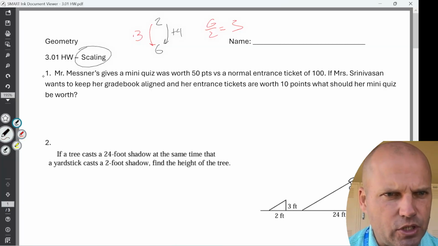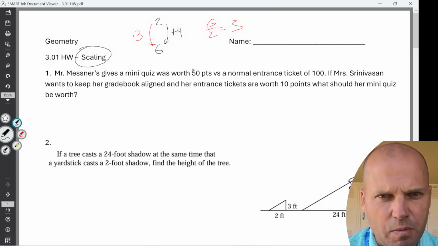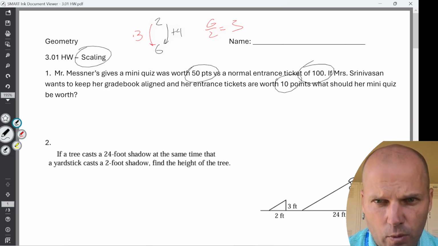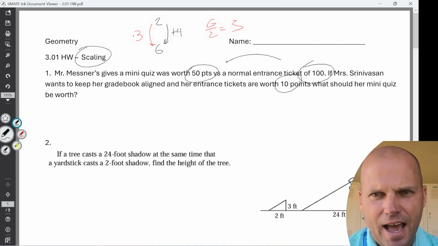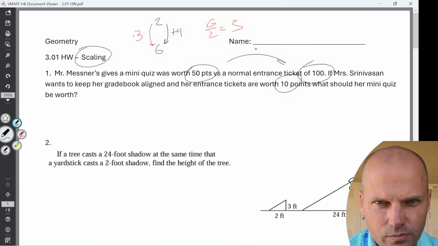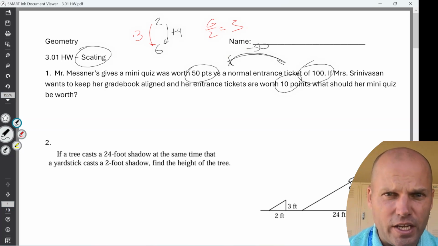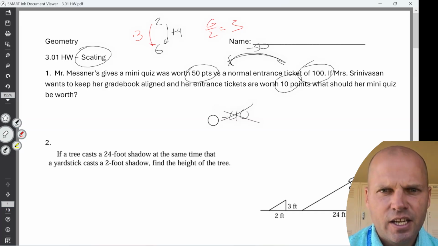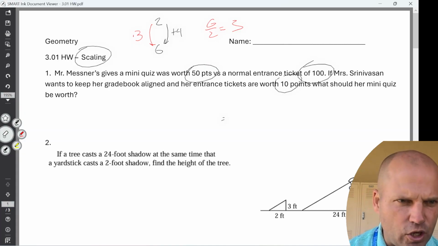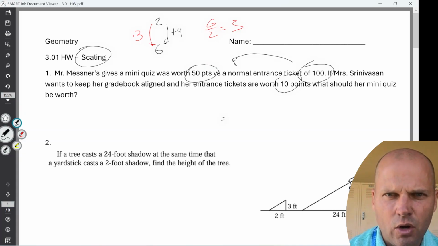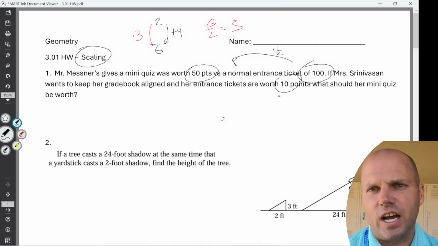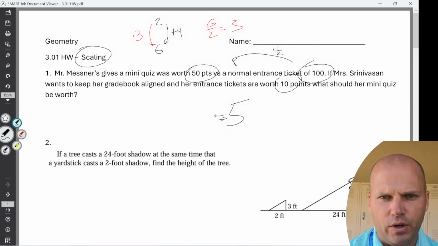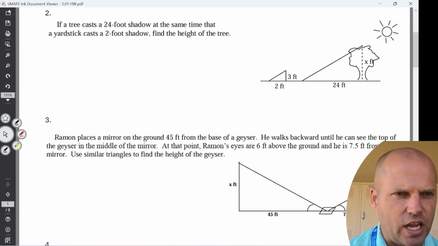The easiest example we talked about in class is, if I give a mini quiz worth 50 versus a normal entrance ticket of 100, and Miss Srinivasan has more normal entrance tickets of 10 points, it's not that we're going to subtract 50 points from hers and say her quizzes should be worth negative 40. That doesn't make sense. To keep things relatively the same, we're going to think about the relative size, the ratio. We're going to say it's half the size. So 50 divided by 100 is a half. Or her entrance tickets should be worth 5 points so that things are relatively the same.